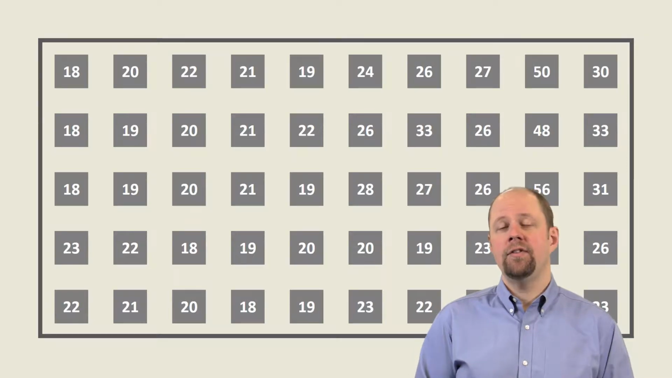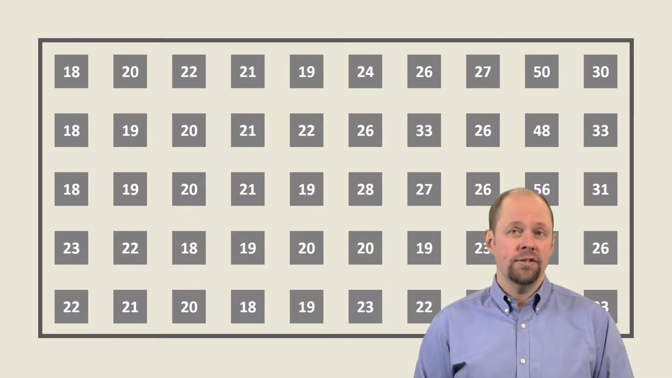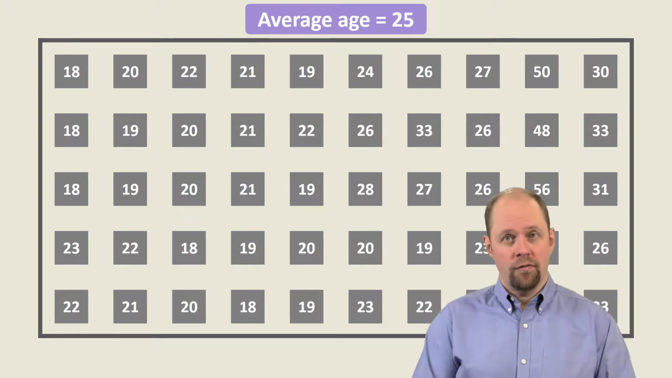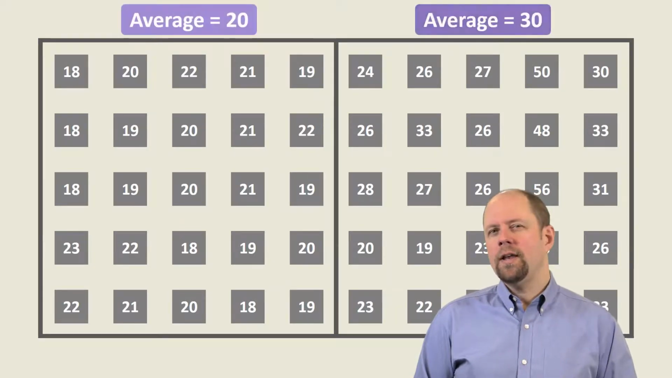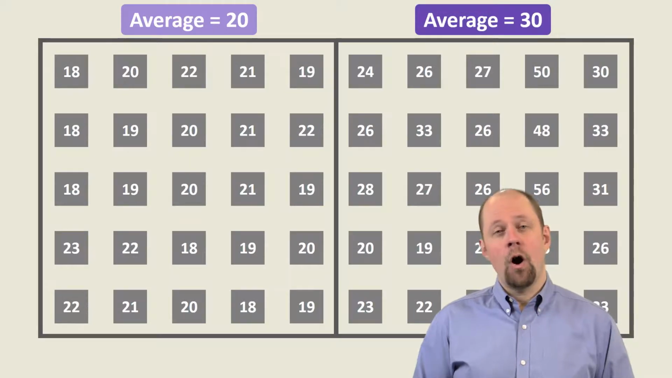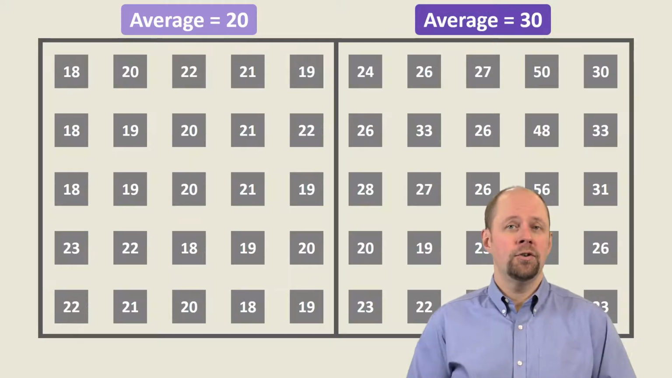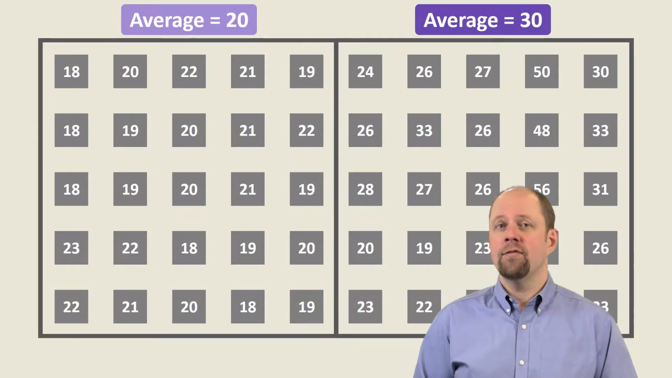So imagine that we have 50 people living in an area. We know the ages of those people, and we know that the average for all of those people together is 25. Great. But what if, instead of looking at the average for all of them, we divided them into two different groups, two different zones, and took the average of those?